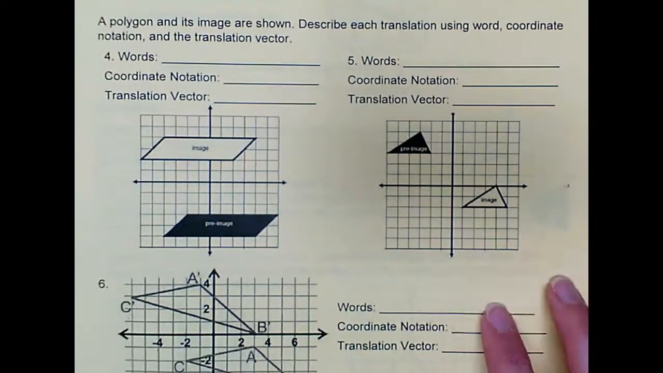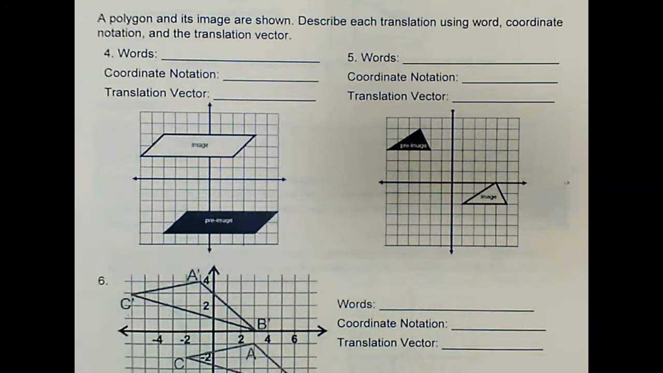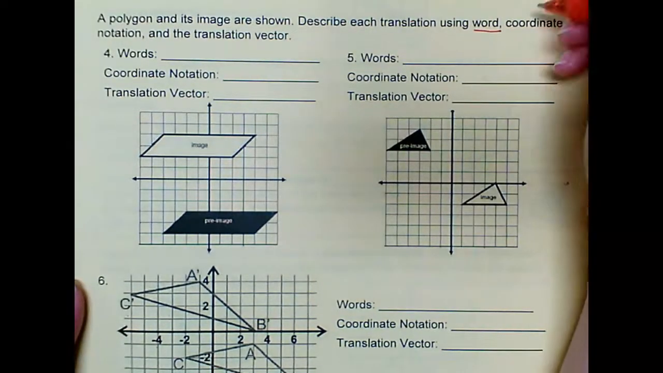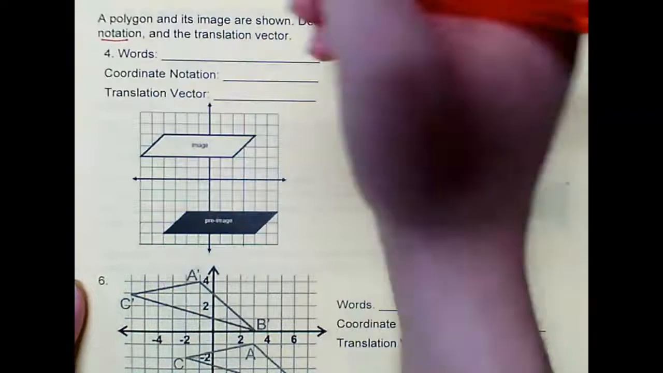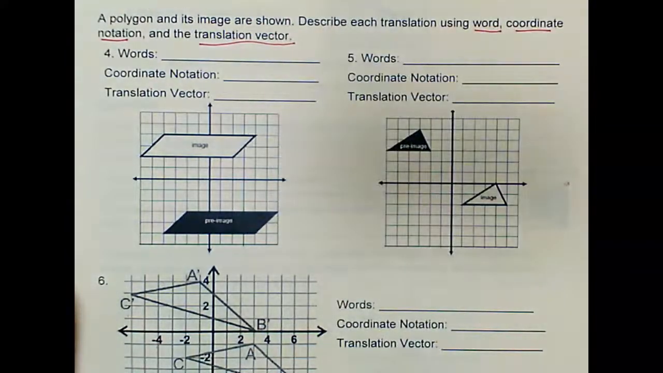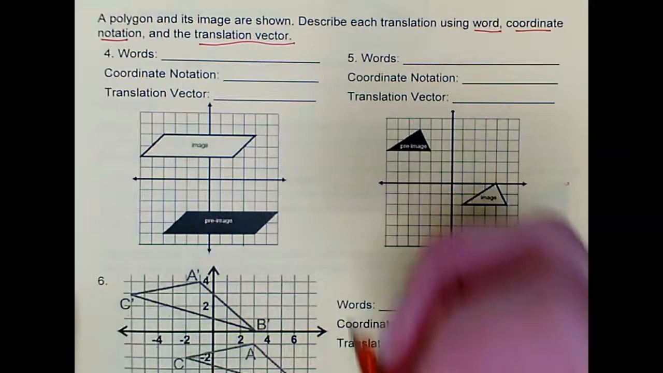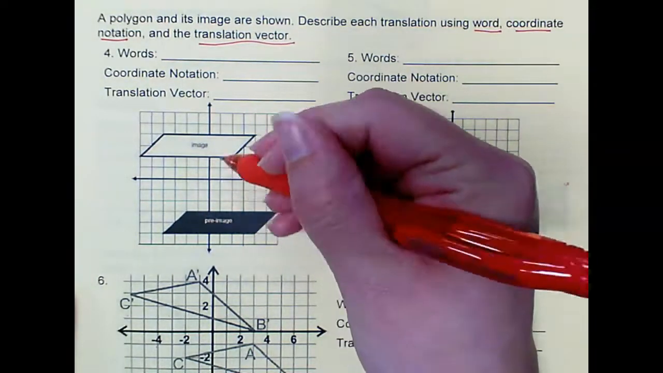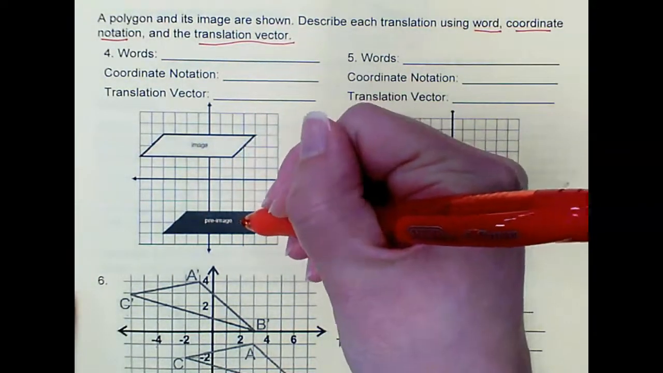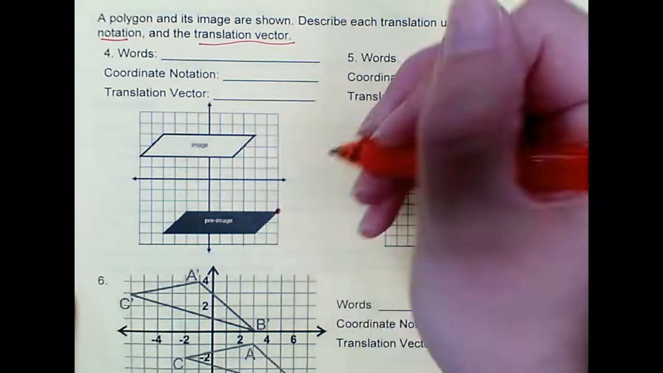So in the last few examples, a polygon and its image are shown. We need to describe each translation using words, coordinate notation, so mapping, and the translation vector, all 3 of them. So I'm going to do number 4 with you, and then you're going to do numbers 5 and 6 on your own and check. So first identify which one is the pre-image and which one is the image. So here's the pre-image. I'm going to start with this point.